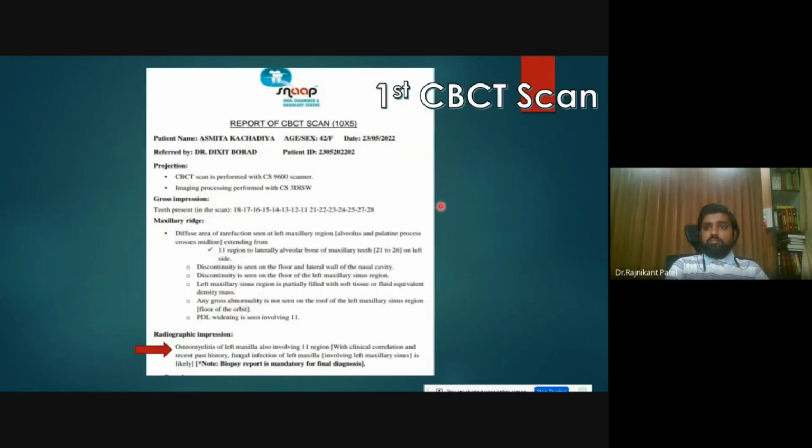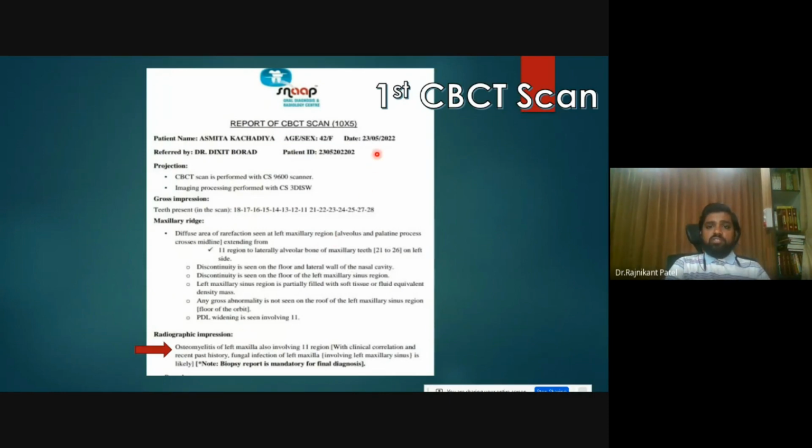So this is the CBCT scan of that report. The CBCT scan is usually advised when we need to study the health of the facial bone, or we want to see whether the bone is in a good position or not. So we advise a CBCT scan.